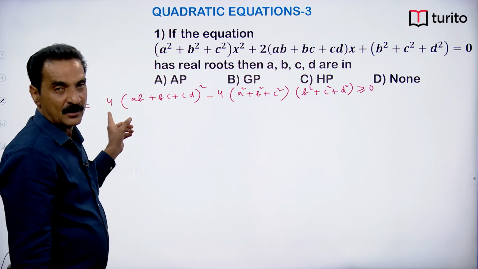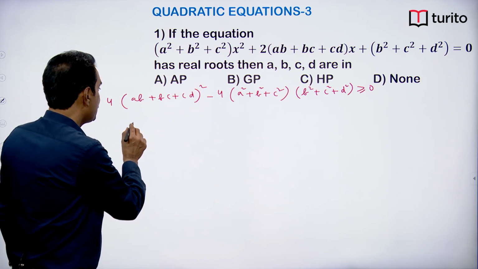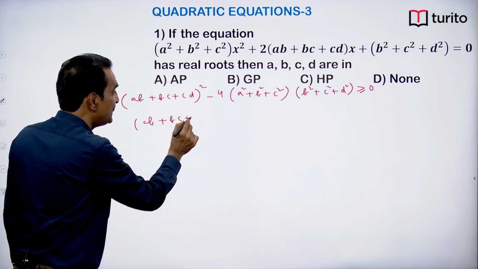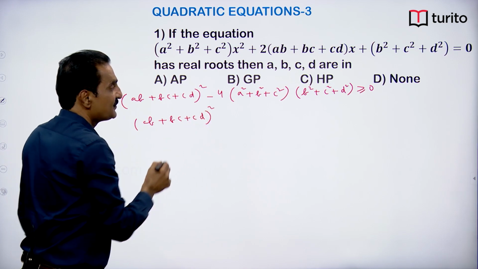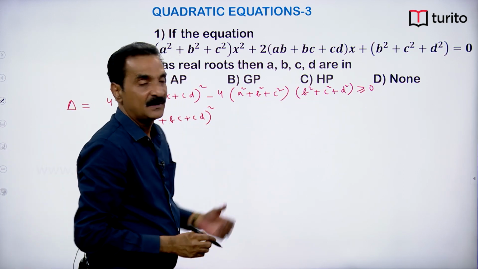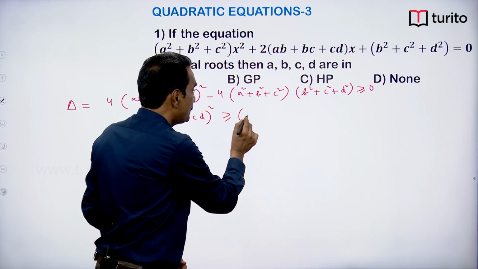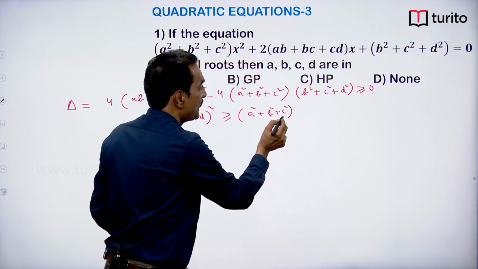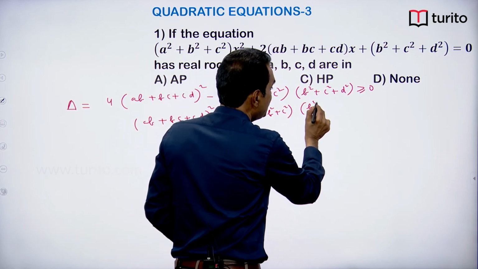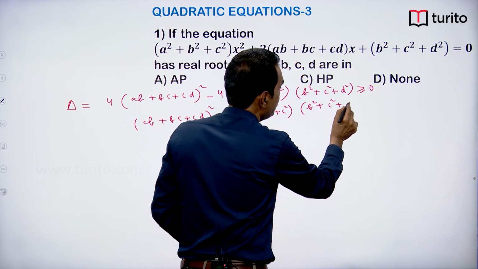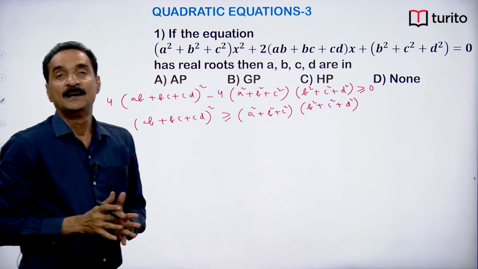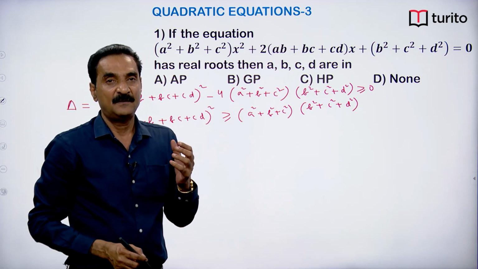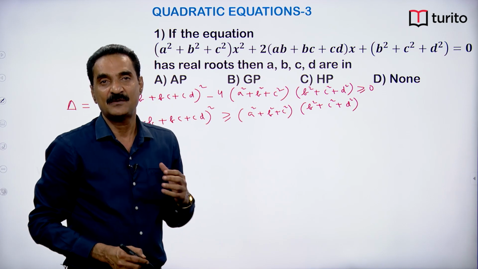Now, let us cancel 4 on both sides. Then I am going to write this as (ab plus bc plus cd) whole square. Taking it that side, it is greater than or equal to (a square plus b square plus c square) into (b square plus c square plus d square), right. Now, there is a very famous inequality that is called Cauchy's inequality.